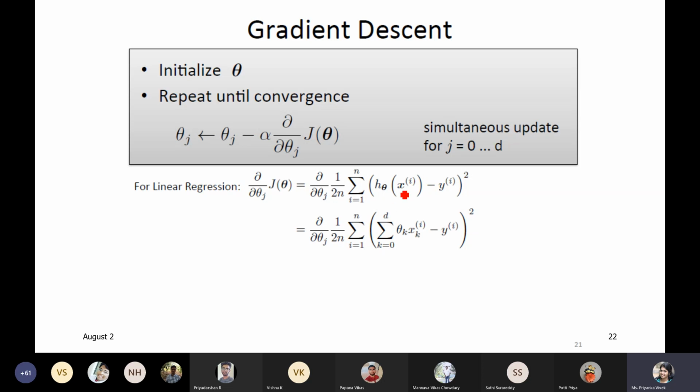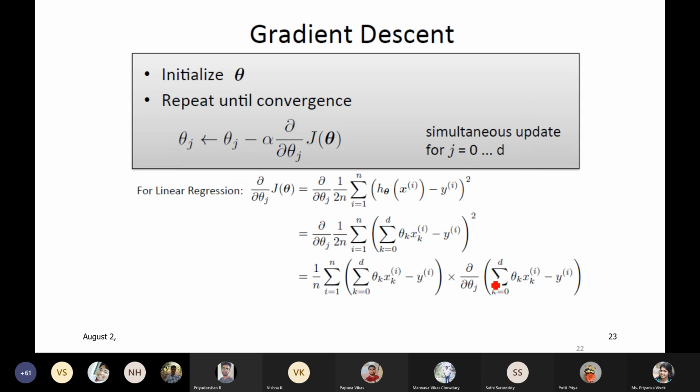So what is h theta of x? Can we write it as sigma theta k xk? Can we write it like that for h theta? Because what is h theta? It can be theta naught plus theta 1 x1 plus theta 2 x2 plus etc. So that is what is written, theta k xk. Assume that x naught is 1. There is no x naught; our instance attributes start from x1. So we are assuming x naught to be 1 because we have a theta naught. So it is just theta k xk.